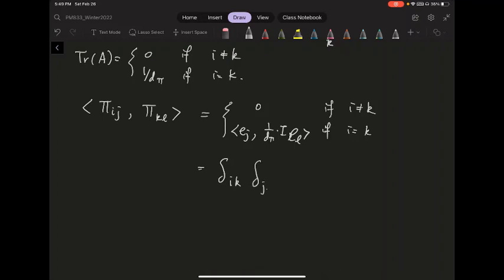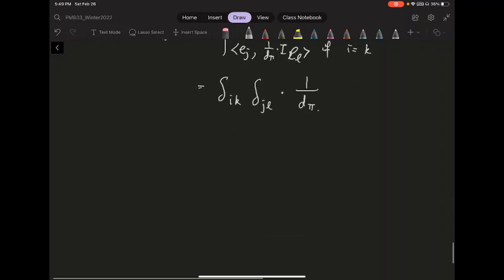And then if J and L are different, then it's again a 0. But if they're all the same, then we have this constant 1 over d pi. As you can see, their inner product is going to be mostly 0 unless ij and kl correspond to the same entry. Because their inner product gives you this 1 over d pi, if you multiply by the square root of d pi, their inner product now becomes 1, so we have that square root of d pi times pi ij is an orthonormal set. They're orthogonal to each other.